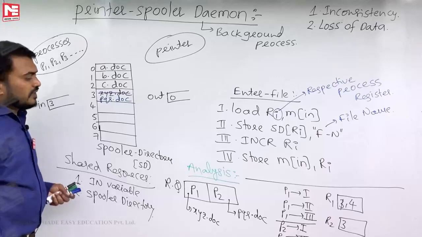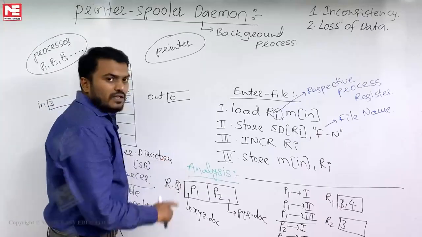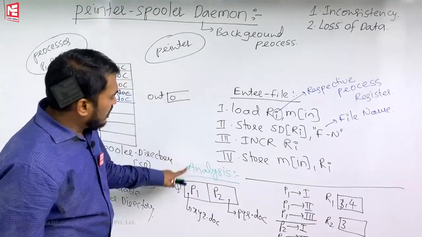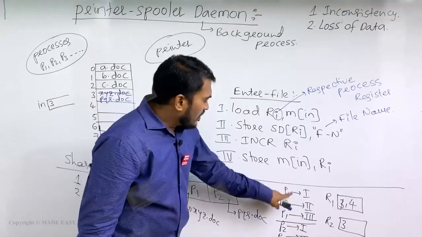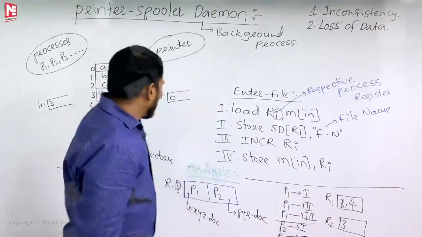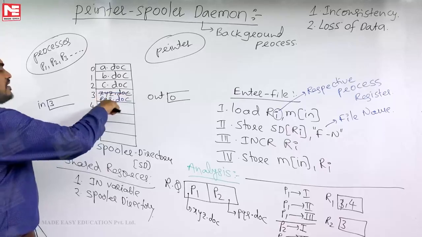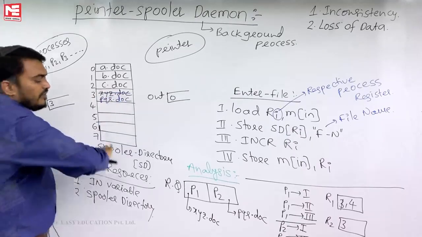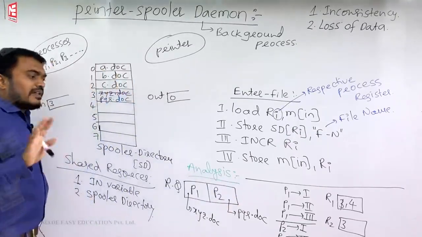So copy everything carefully. Take it as analysis. Copy this analysis: P1 and P2 are in the ready queue. Copy all these analysis steps and modify here. Cut xy.doc and change it. So copy everything carefully. Analysis. I will explain properly.